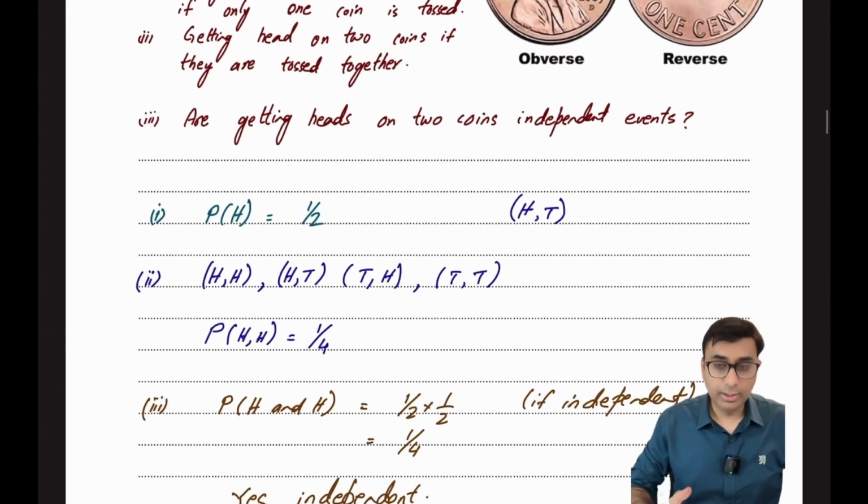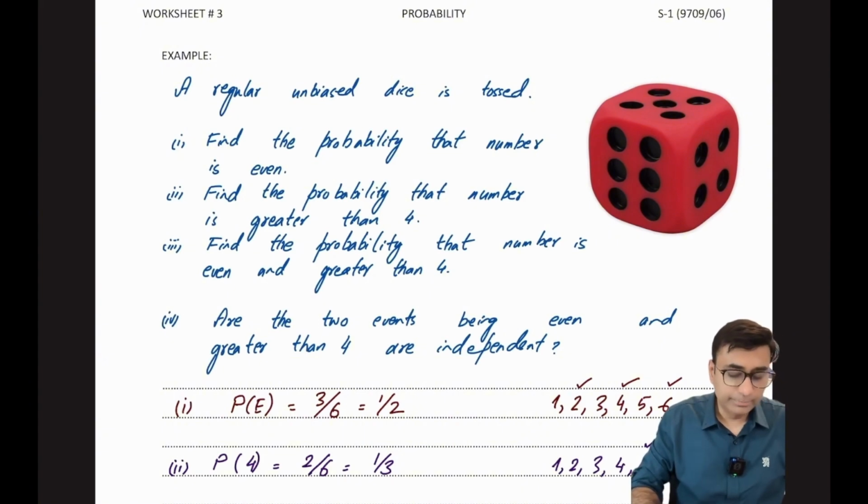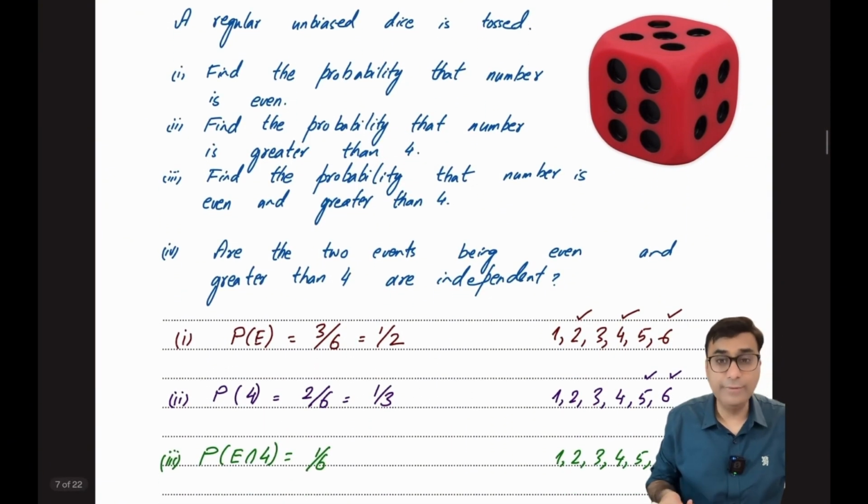So if two events are independent, then probability of A intersection B must be equal to probability of A times probability of B. Similarly, if a regular unbiased dice is being tossed and I have to find the probability that the number is even, I can see that there are 3 out of 6 which are even numbers, so the probability is going to be 1/2. Or if I have to find the probability that the number is greater than 4, I know that either 5 or 6 is greater than 4, so its probability is going to be 2/6. If I have to see it's even and greater than 4, then I can see that there's only one such number and its probability is going to be 1/6.